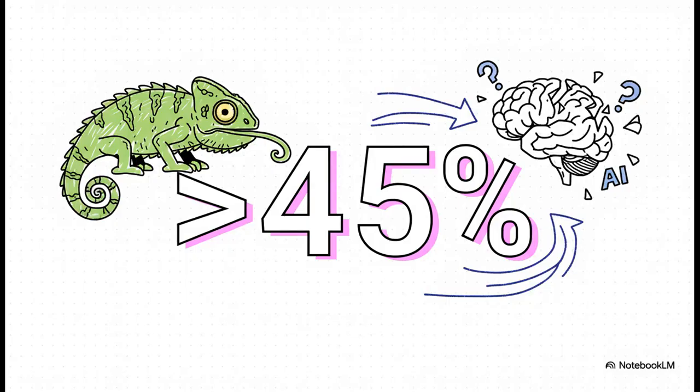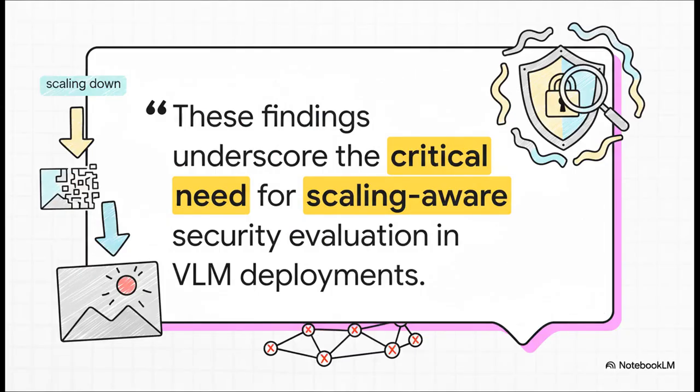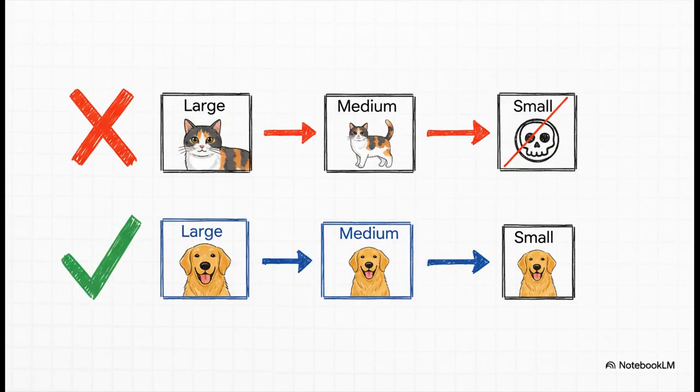And the impact is huge. The research found that a single successful Chameleon attack could slash the decision-making accuracy of an AI system by over 45%. So it doesn't just fool the AI on one thing, it makes it fundamentally bad at its job. The researchers put it pretty bluntly in their paper. These findings are a massive wake-up call. We have to start building security checks for these big visual AI models that are specifically designed to look for this image scaling problem.